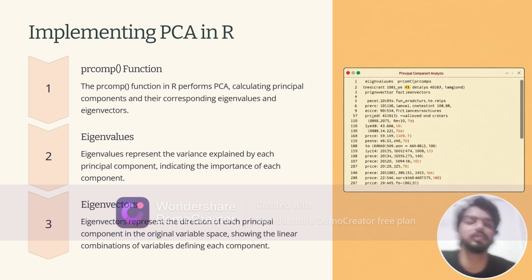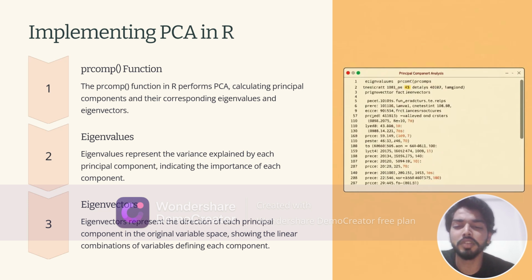Implementing PCA in R. The prcomp function in R performs PCA, calculating principal components and their corresponding eigenvalues and eigenvectors. So basically, the prcomp function performs the PCA in R.